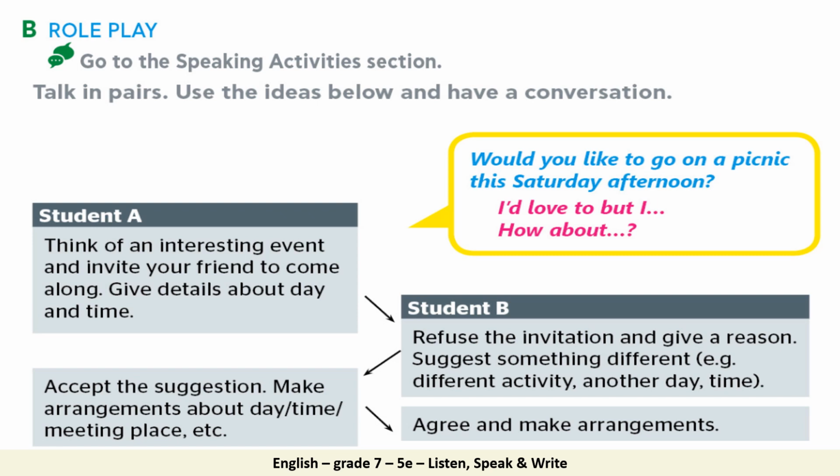Student A needs to think of an interesting event and invite a friend to come along. Also, student A needs to give details about the day and time. Student B can refuse the invitation and give a reason, or suggest something different, for example, different activity, another day, another time. In this case, student A will accept the suggestion and make arrangements about a different day or time or meeting place. Student B could also agree and make arrangements with student A. Now, it's time to write your dialogue. Please pause the video, write your dialogue, then unpause the video to check the suggested answer.